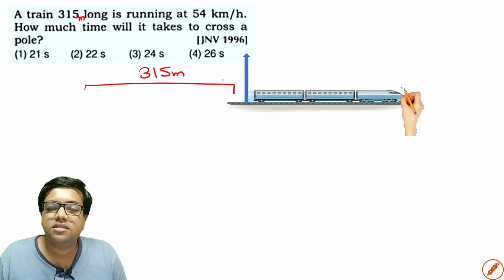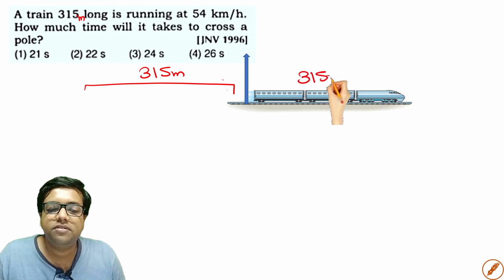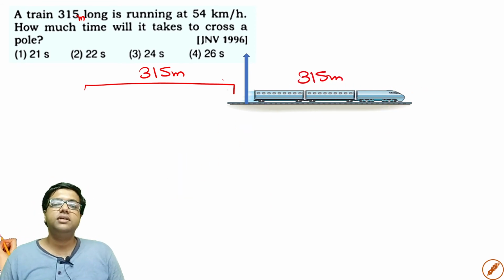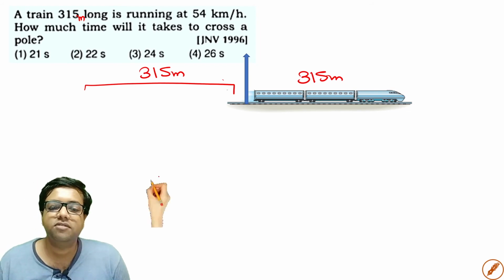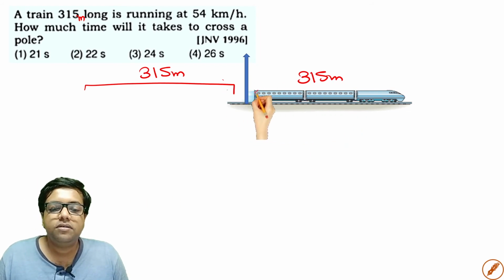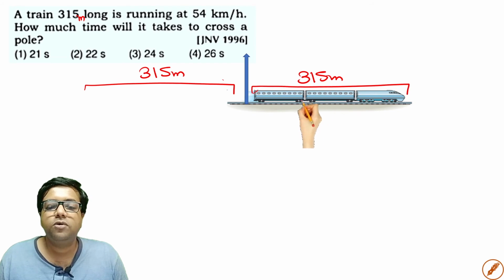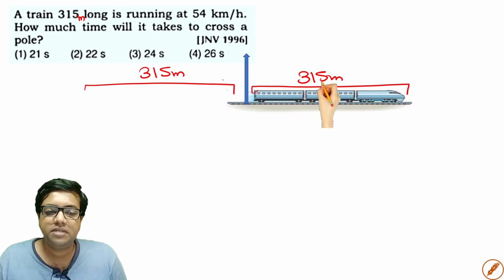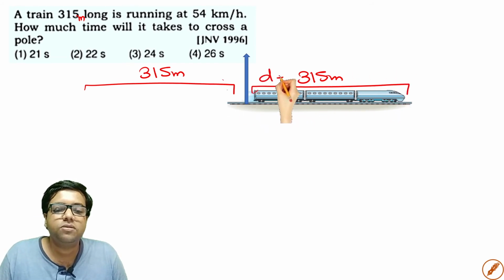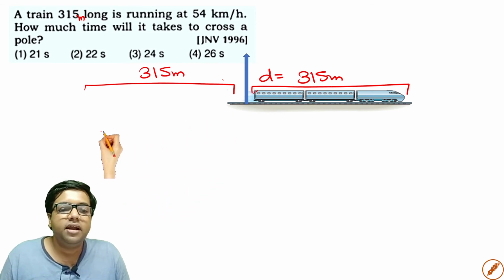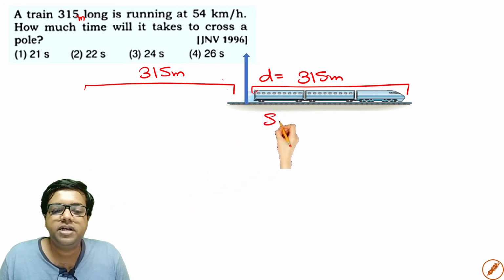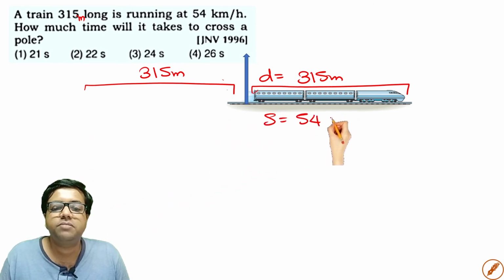What is the distance it's traveling? It is traveling 315 meters itself. It is crossing over the pole and it is traveling for 315 meters itself. So the distance is equal to 315 meters. And speed, what have they given? They have given us 54 kilometer per hour.